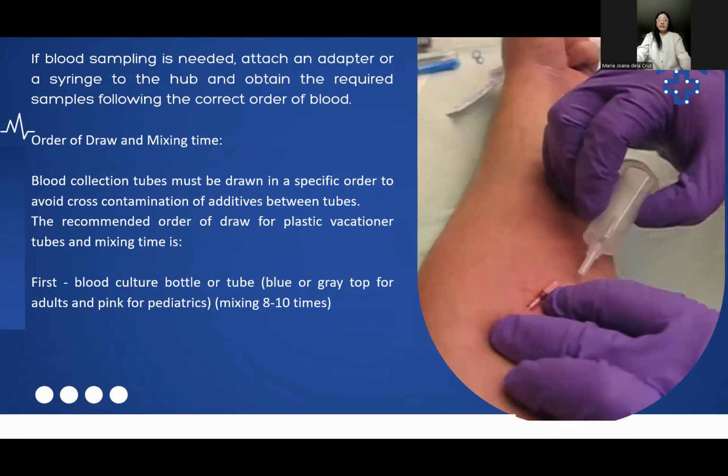So if blood sampling is needed, attach an adapter or a syringe to the hub and obtain the required samples, following the correct order of draw and mixing time. It's like a rainbow of tops. Blood collection tubes must be drawn in a specific order to avoid cross-contamination of additives between the tubes. The recommended order of the plastic container tubes and mixing time is first, blood cultures, bottle or tube, like blue or gray top for adults and pink for pediatrics, mixing 8 to 10 times.